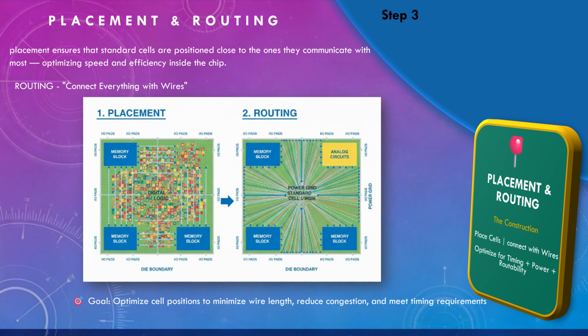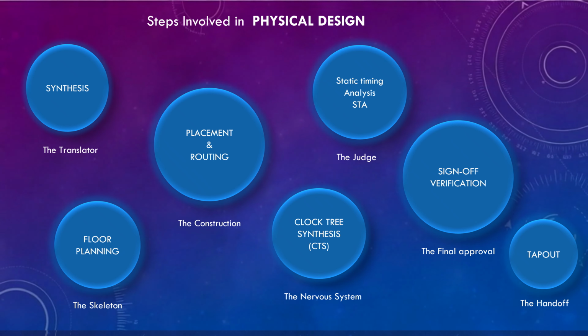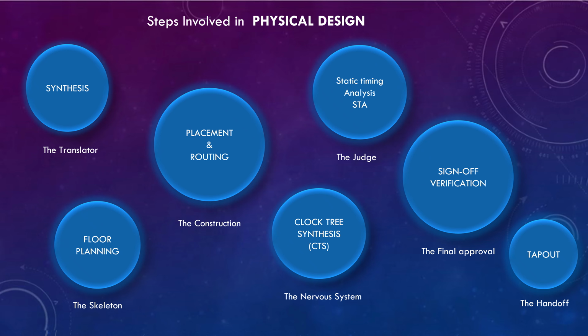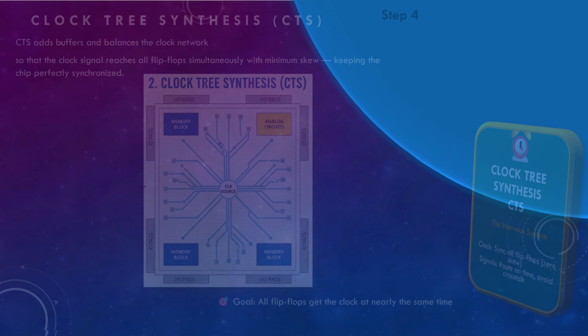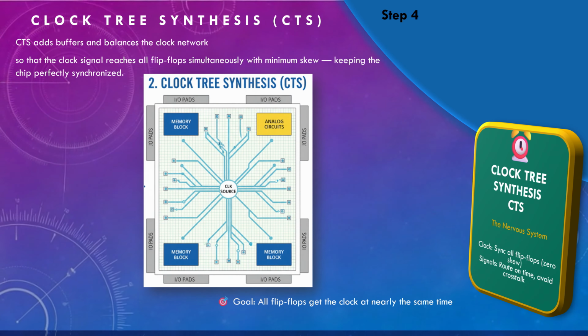The problem? Your chip has millions of flip-flops. All of them need the clock signal. But if some get it late, disaster. Clock skew is when different parts of the chip get the clock at different times. Think of a water supply system in an apartment building.